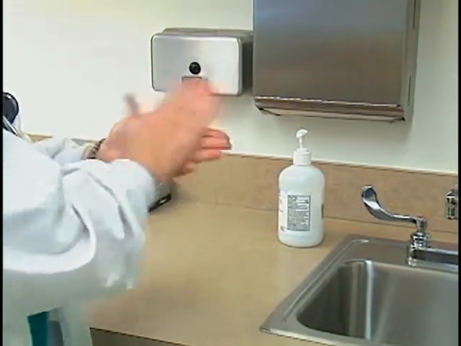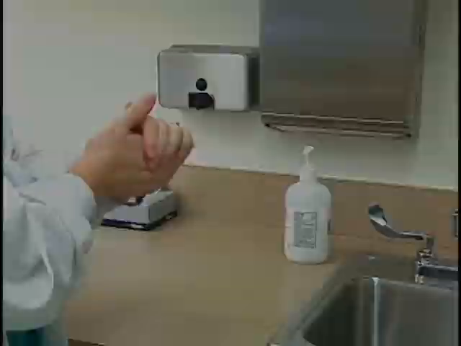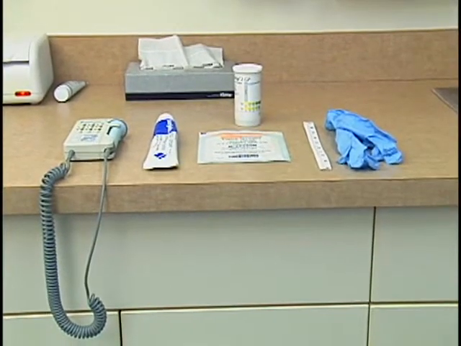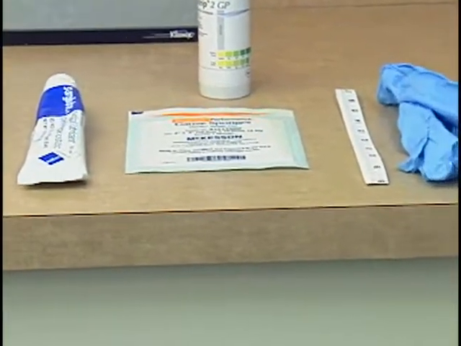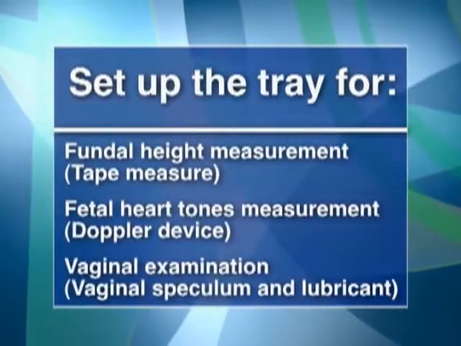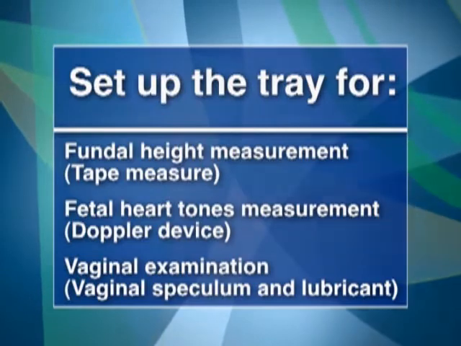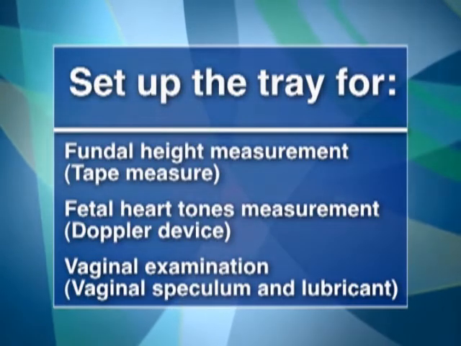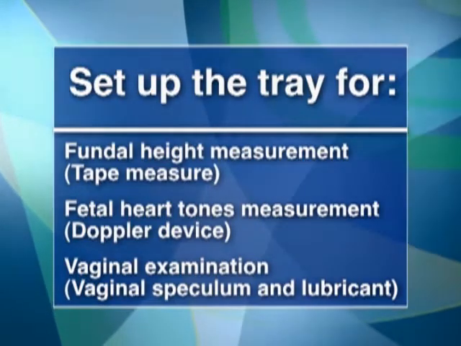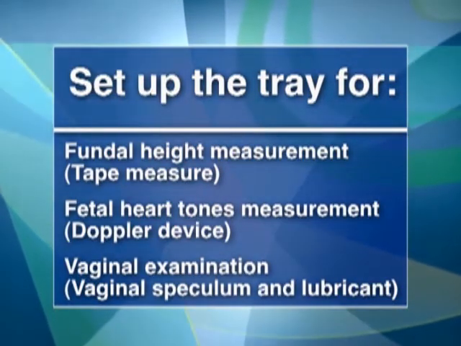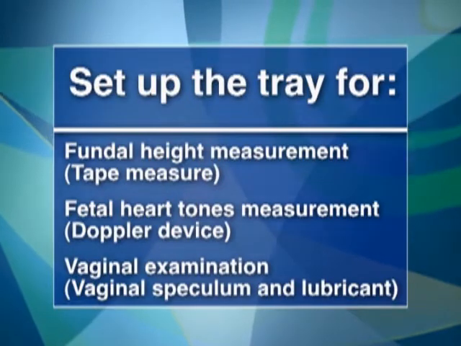Before proceeding, sanitize your hands. Set up the tray for the prenatal examination. The equipment and supplies depend on the stage of the pregnancy and may include the measurement of the fundal height, the measurement of fetal heart tones, the examination of the legs, feet, and face for edema and the development of varicosities, and a vaginal examination.